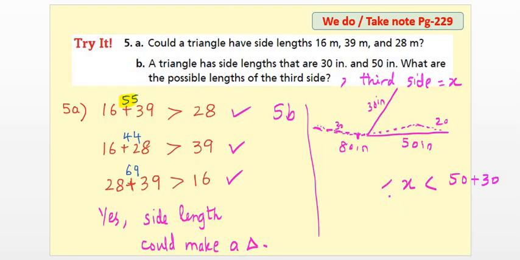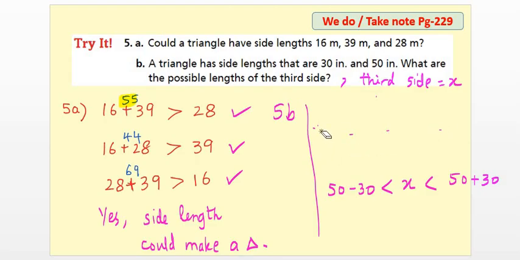And the other case is 50 minus 30. This will be the case when, let's say, it makes just a 1 degree angle here with the 50. So this is the shortcut to know the possible length of the third side. The third side will be less than the sum of the two given sides, and it will be greater than the difference of the two sides. So the possible length for the third side is 50 minus 30, which is 20, and x, and here it will be 80.